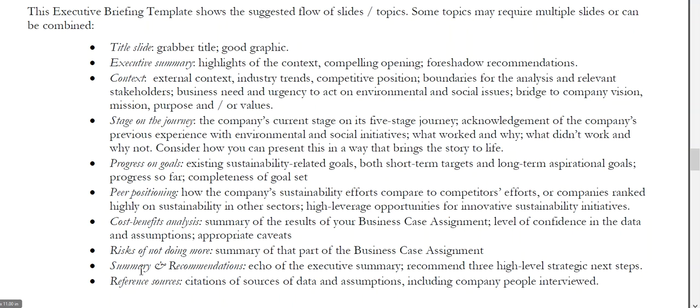And with that build-up, you come to the summary and the recommendations. So this is a bit of an echo of what you said at the beginning, the executive summary. And you recommend maybe 3 to 5 high-level strategic next steps. So not too detailed, but if you were the CEO, what would you want to do next after hearing all of this good news about what's possible?